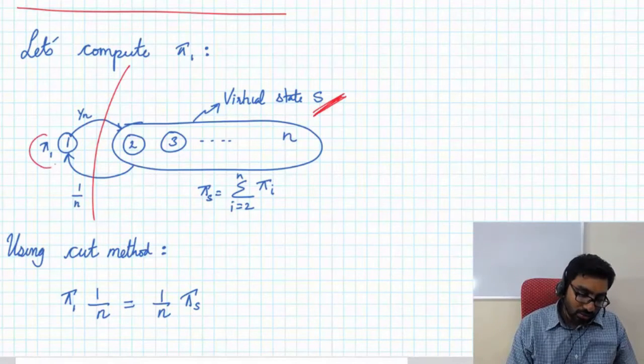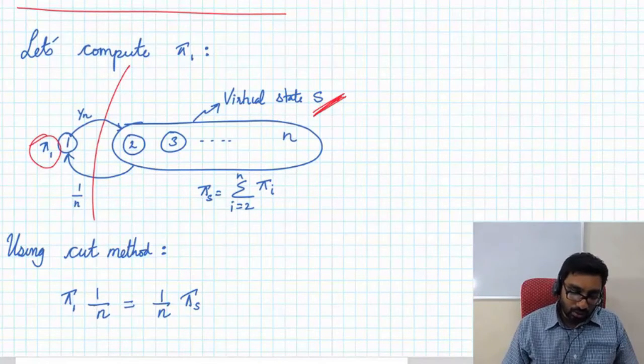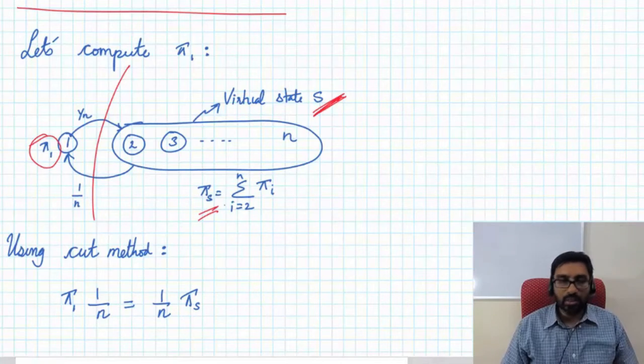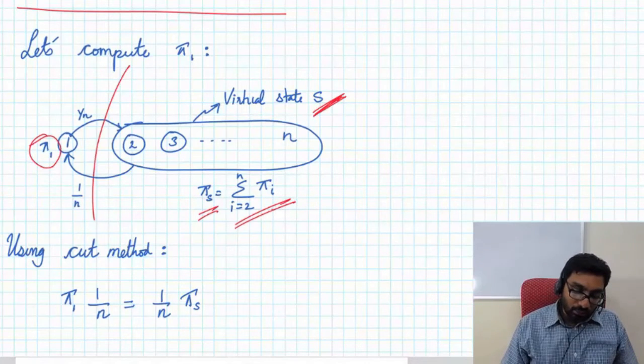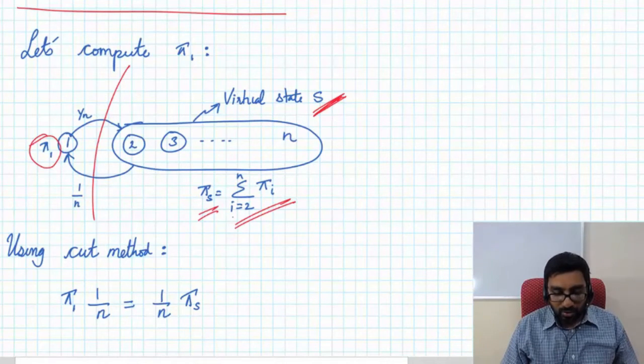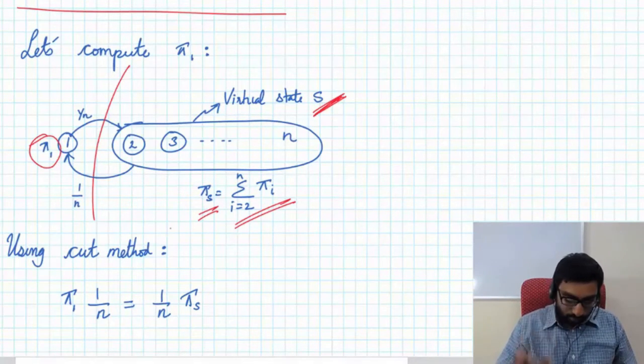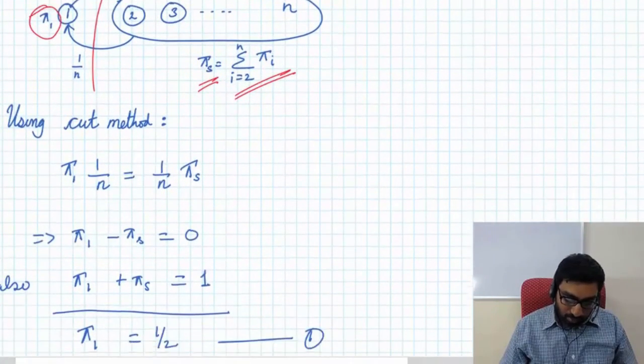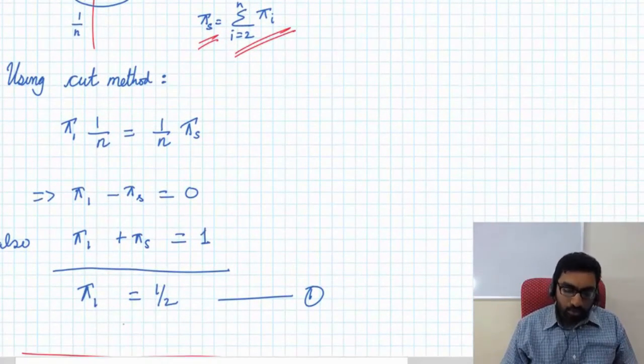Okay, so pi 1 is the stationary probability of being at state 1, and pi S is the probability with which we'll be in any of the other states, and that's equal to just the summation of the other probabilities. If you're in state 1, with probability 1 over n we'll be transitioning to state 2, which is essentially virtual state S. And if we are in any of the states in the virtual state, then with probability 1 over n, we will be transitioning to state 1. So simply using the cut method, we will get pi 1 equals a half. And this is something you can verify.